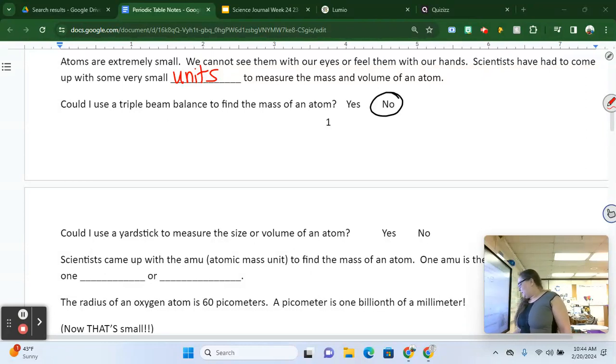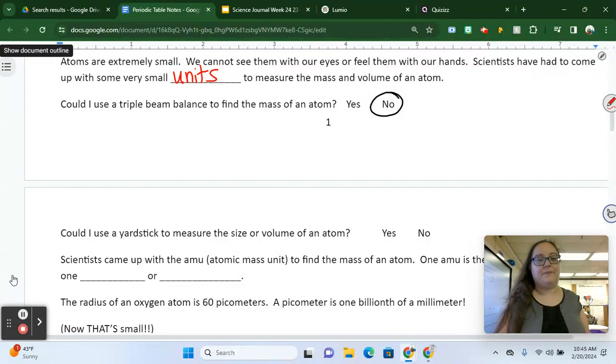All right. Well, what about a yardstick? Can I use a yardstick to measure? And I need a yardstick. Excuse me while I go get one. Okay. So could I use a yardstick or a meter stick to measure the size of an atom? Of course not. It's too tiny.